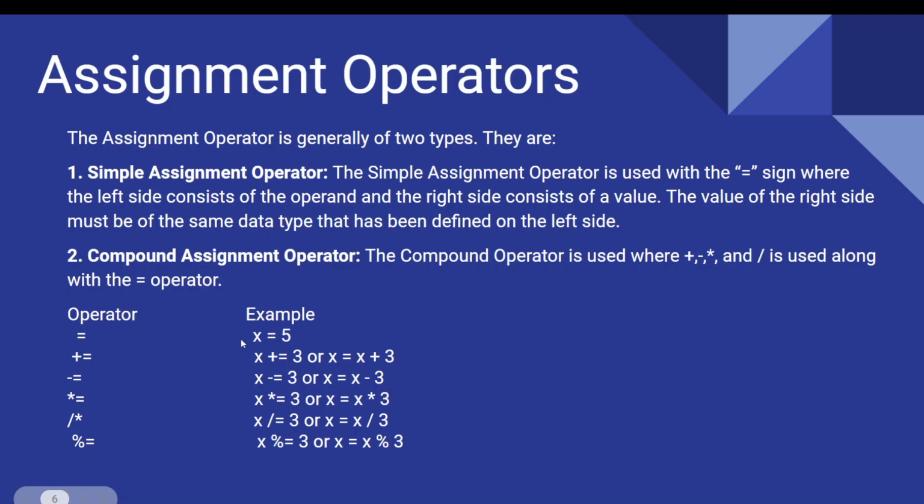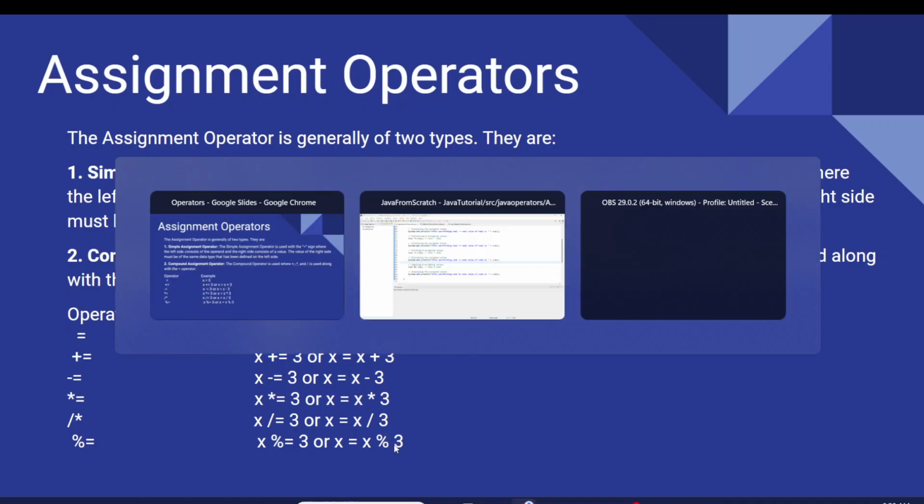So this is the equal operator, which is used for assigning values, and the operand on the left side and the value on the right side should be of the same data type. Then we have plus equal. For this expression, it's going to add 3 to x and then assign that value to x. Similarly, here it's going to subtract 3 and then assign that value. So here we have multiplication, division, and mod. Now let's see this in Eclipse IDE.